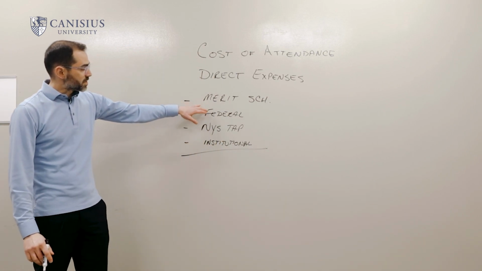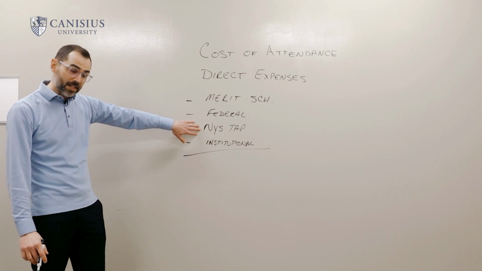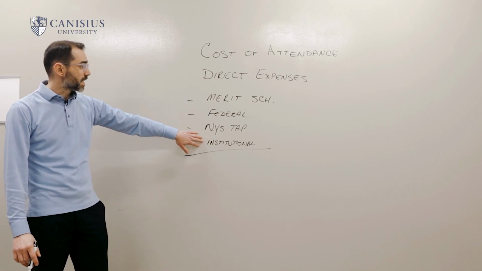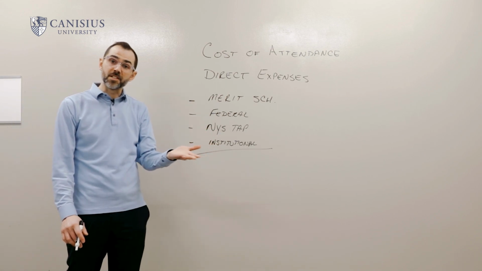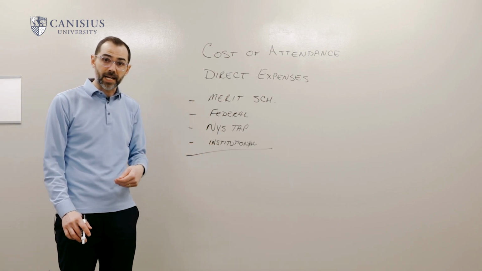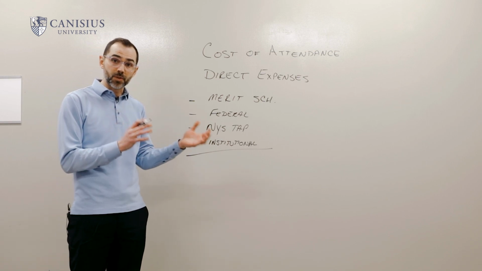After subtracting merit scholarship, federal aid eligibility, New York State TAP estimate eligibility, and institutional financial aid from direct expenses only, what you're left with is your net price, okay? That is the number that we need to use when we're comparing one school to another.